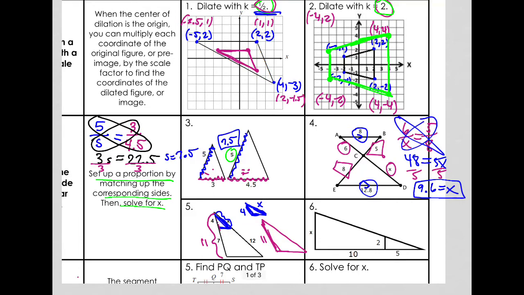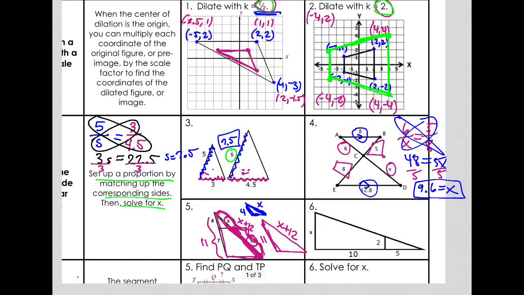Now when you do the right side, oops, I erased my 11. When you do the right side of this, we don't know x to know what to add to the 12. So we just write it as x plus 12. Because 12 is just from here to here. That's not the entire side of the big triangle. So we're looking at this big triangle here. If we're trying to get the entire side length, we're not just going to put 12 because that's only from one little segment to the other. So we write that as x plus 12.